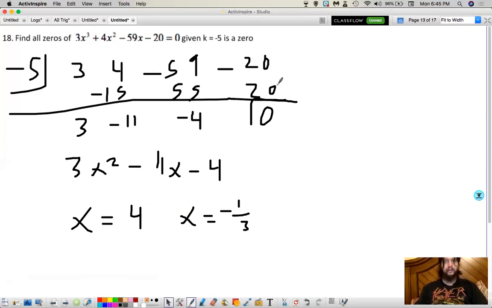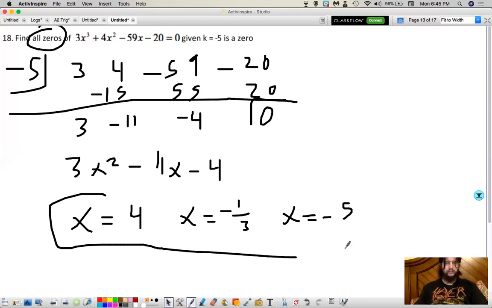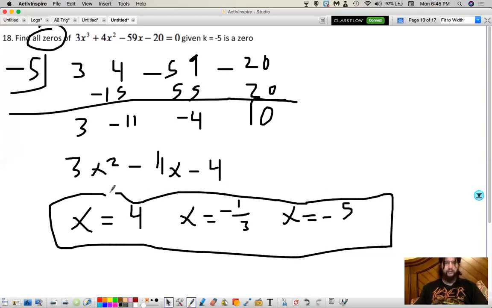We got those 2 zeros from here. We also have that -5 and 0, so don't forget to write it. Find all zeros. So this is all of our zeros. Make sure you indicate that -5 is also a zero. Don't lose it.